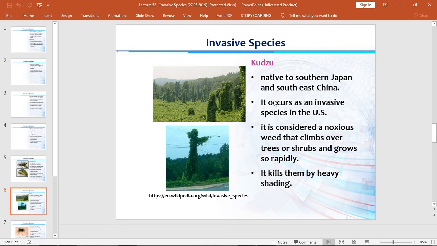Native to southern Japan and southeast China, it occurs as an invasive species in the US. It is considered a noxious weed that climbs over trees or shrubs and grows so rapidly it kills them by heavy shedding.